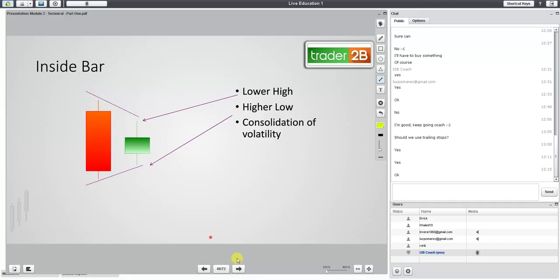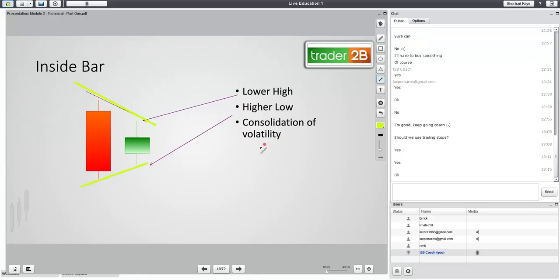Next, we have our inside bars. So our inside bars represent a consolidation in prices. So the key here in the inside bar is that we have the consolidation in prices. It's almost kind of like an eclipse. You can see a lower high and a higher low and a consolidation of volatility. So this is very important when we're looking for wedge patterns.